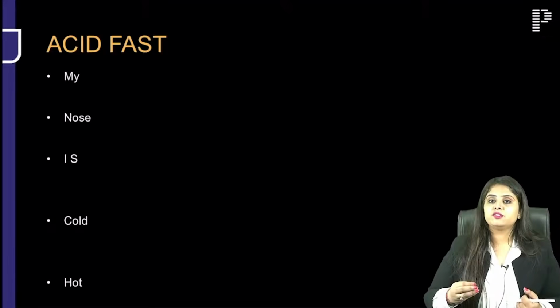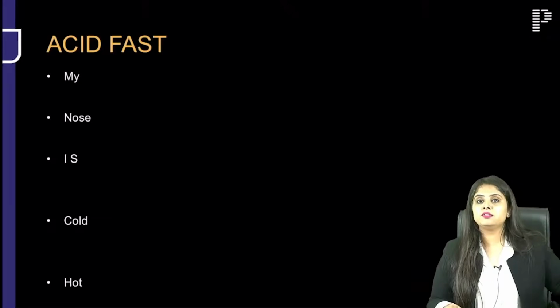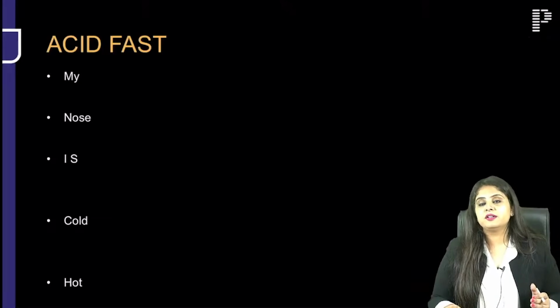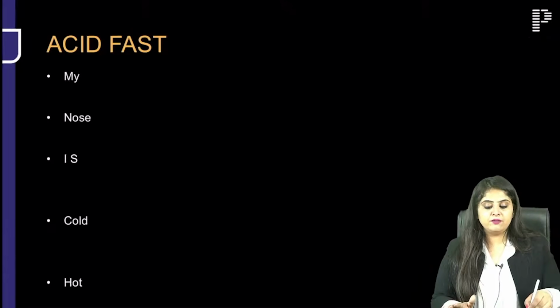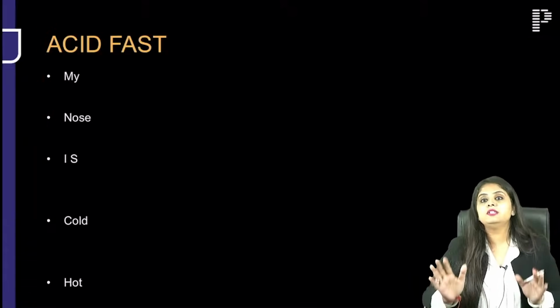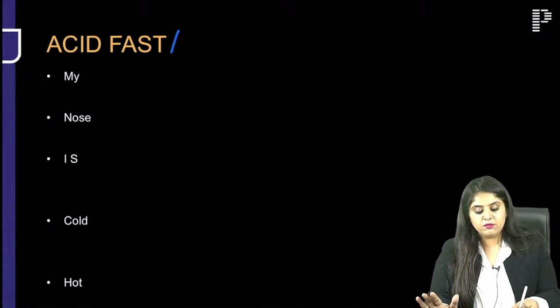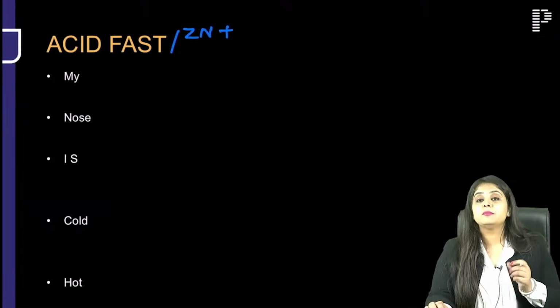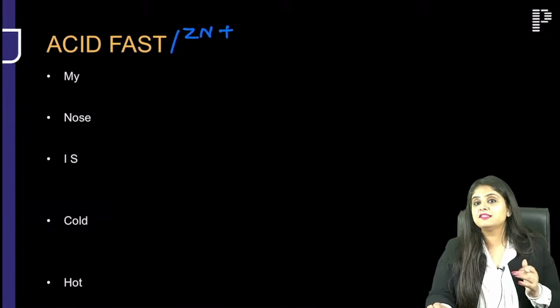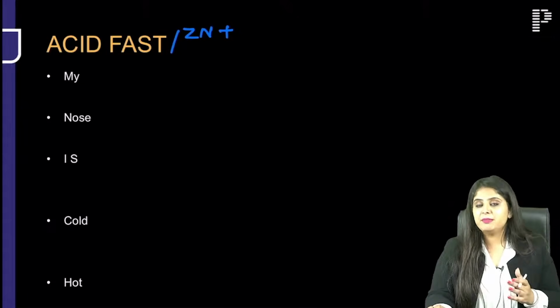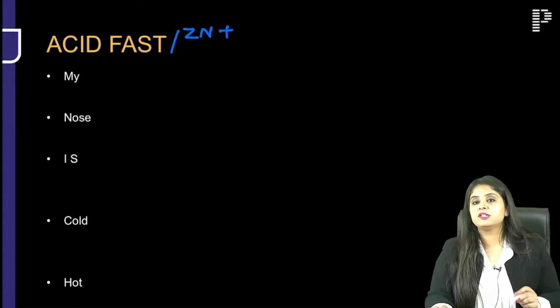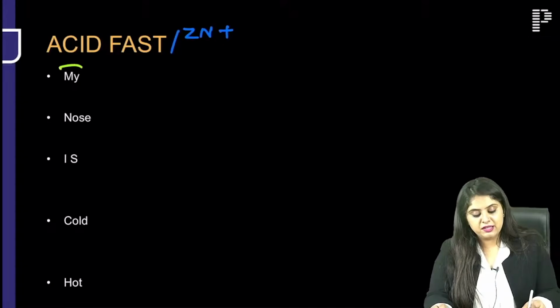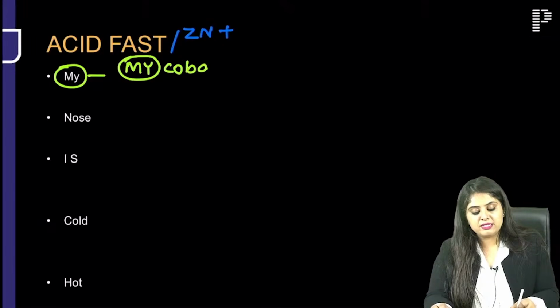Why? Because in your textbook, in every chapter, one or two things are written. This is also ZN stain, the next chapter another thing. You will never be able to make a list. From all the chapters I have gathered, and I have got you a common list of all the things that are ZN stain positive or acid fast positive. And the mnemonic is, my nose is cold and hot. Why is this mnemonic put over here? It will make sense. There is something about cold and hot which I will teach you in 5 minutes. So my nose is cold and hot, which tells us: my for any kind of mycobacteria mentioned.